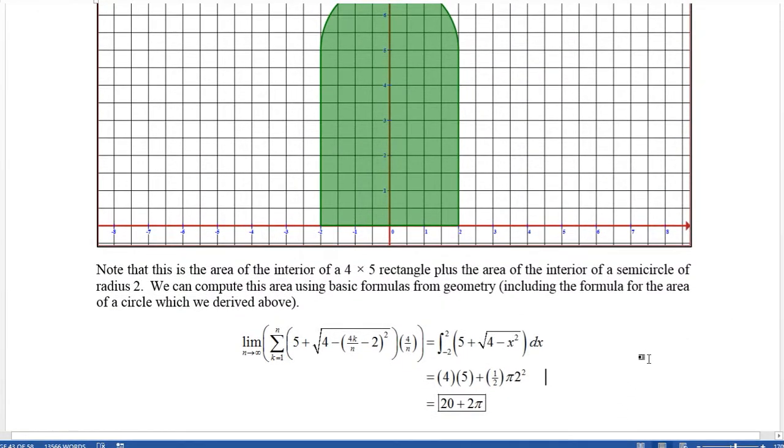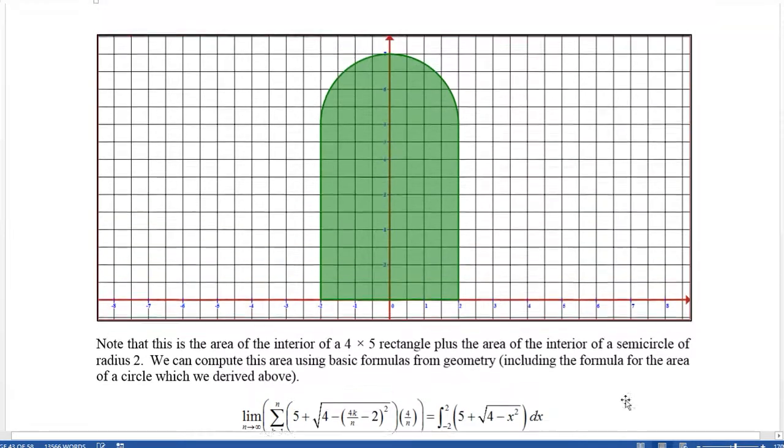Okay, so hopefully those examples will help us a bit with this problem.